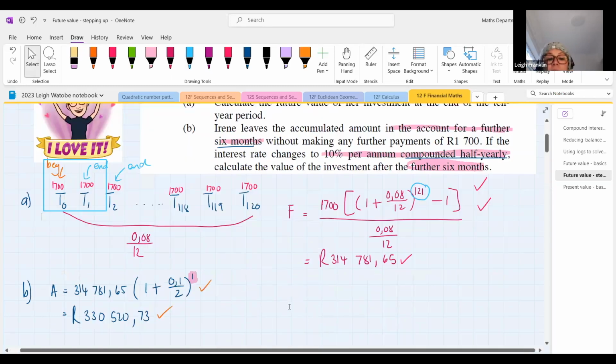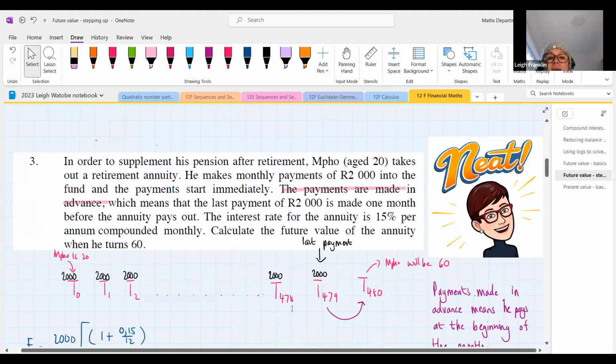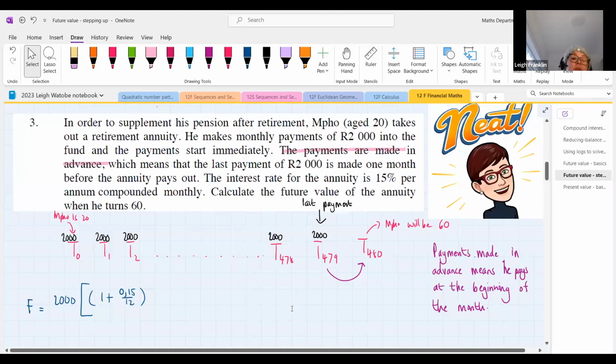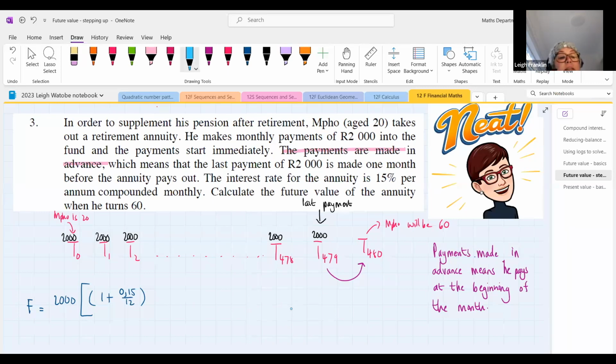In this situation over here, even though he makes an immediate payment, he's paying in advance. So that means that he pays immediately, and then when this 2,000 Rand over here is paid, that is paid at the beginning of the next month, not at the end.